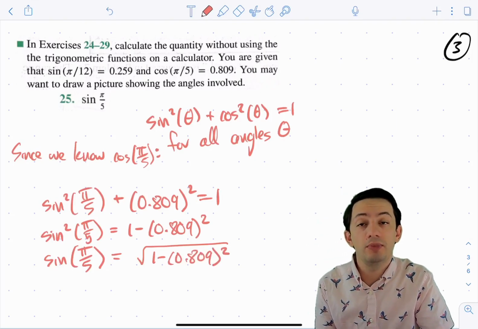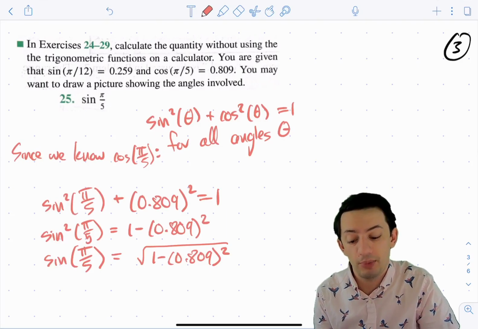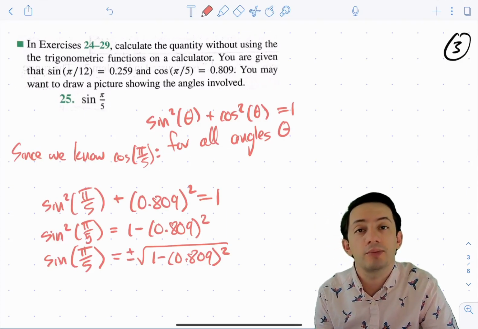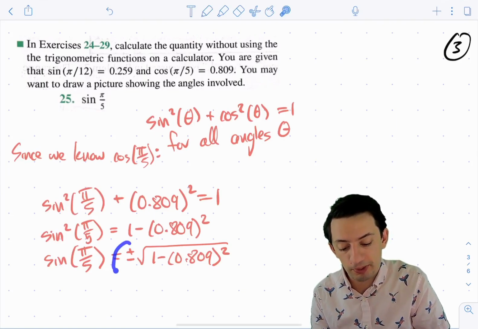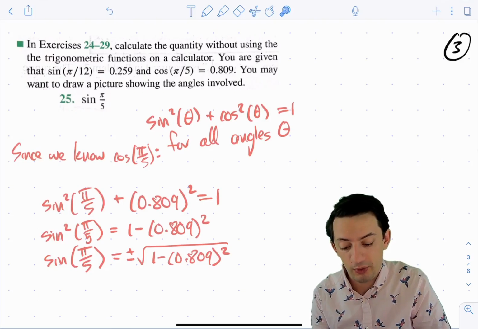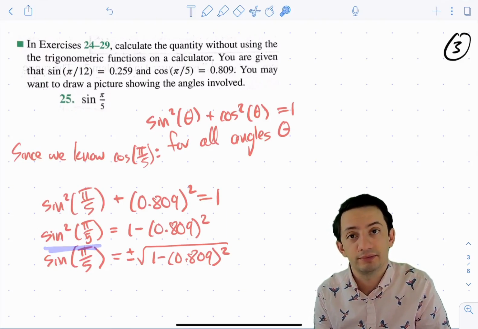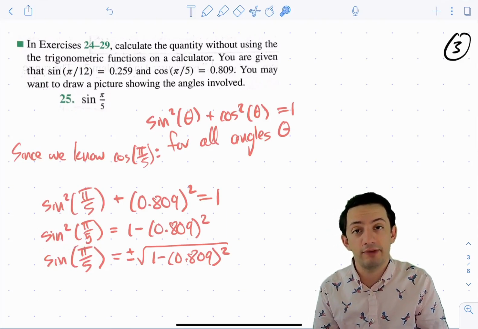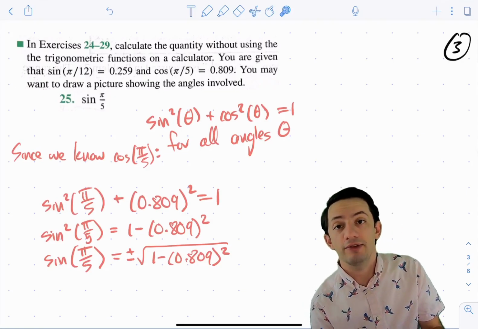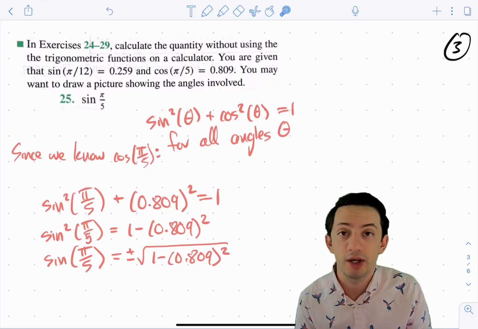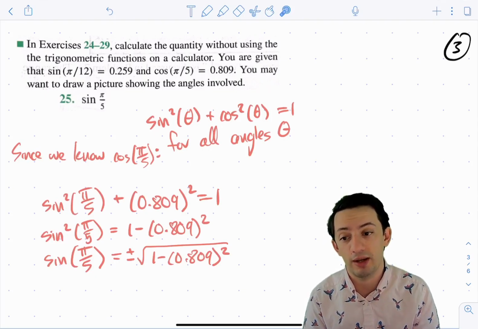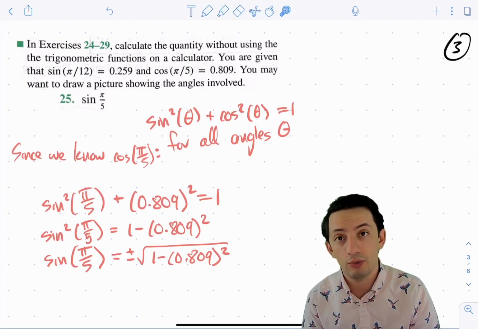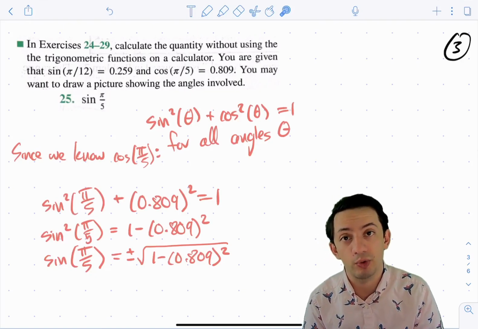Now, here's where you need to be careful, because when you're taking the square root of both sides, you need a plus or minus here. Because whether we choose the plus or minus, it's still going to be true that when we square it, we get this. Because squaring gets rid of the sign. If you square a plus, you get a plus. And if you square a minus, you also get a plus. So when you're undoing that, you don't know which one you came from, whether you came from the plus or came from the minus. So what we need to do is think about which quadrant we're in.